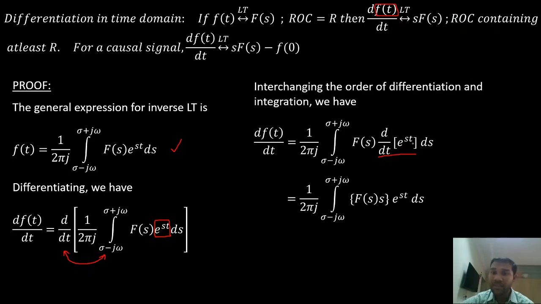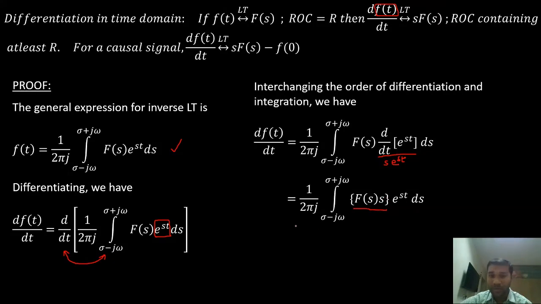Now, if I differentiate this term here with respect to t, what will I get? E power st multiplied with s. So this can be replaced by just s into e power st. Now f of s and s, I'm going to combine it into one term.